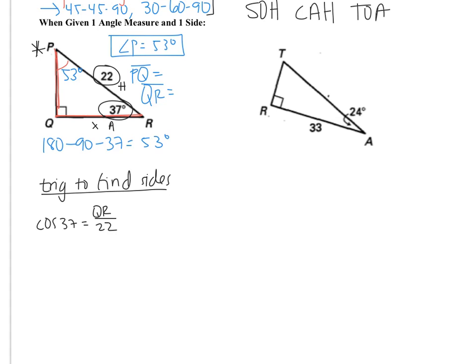Now this is something that we've solved before. Remember that cosine of 37 is a number. So I'm going to put this over 1, and then we do cross products. QR times 1 is just QR, and then I have 22 times the cosine of 37. You can just do that in your calculator. When you do, you get QR to be 17.57. Okay, so I'm going to write that up here, 17.57, and I'm also going to replace it on this last side.